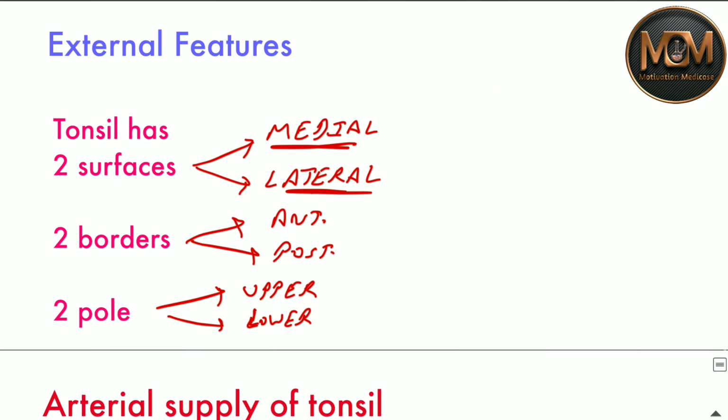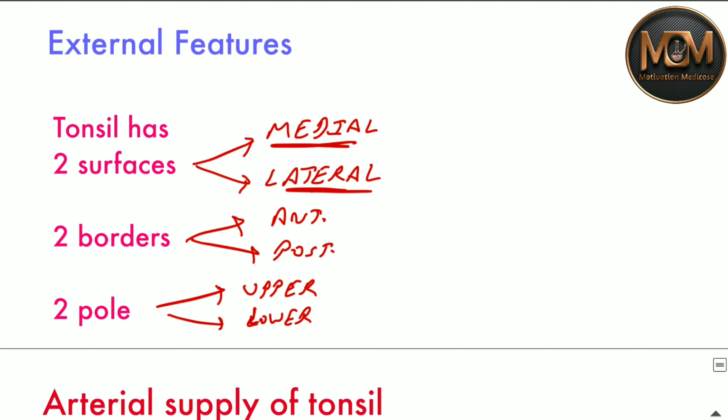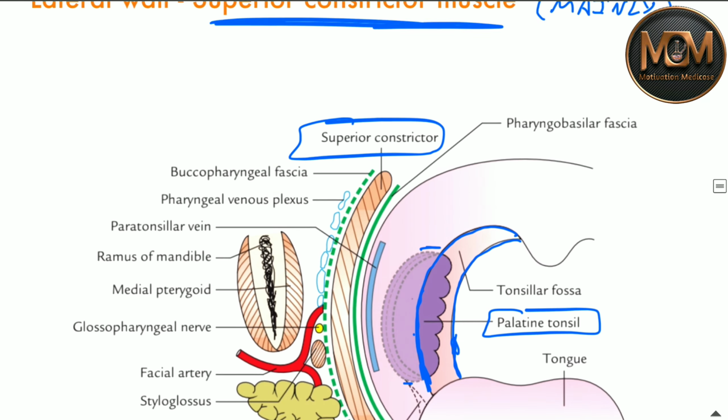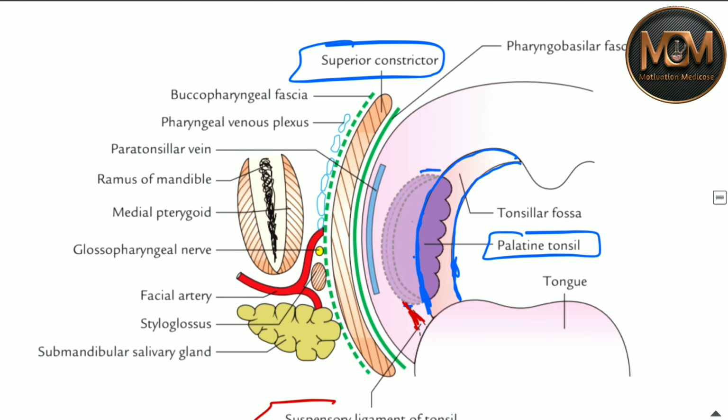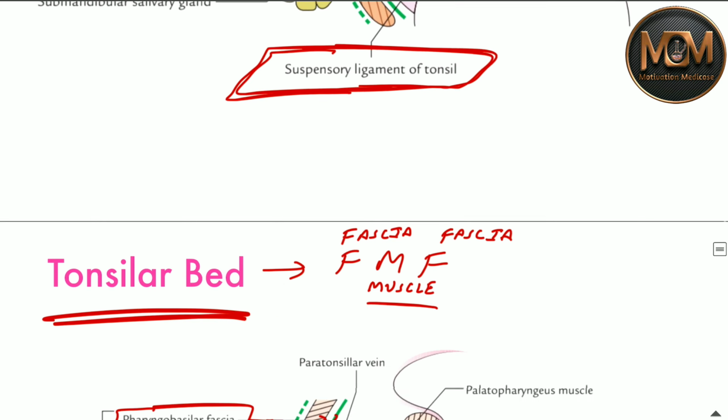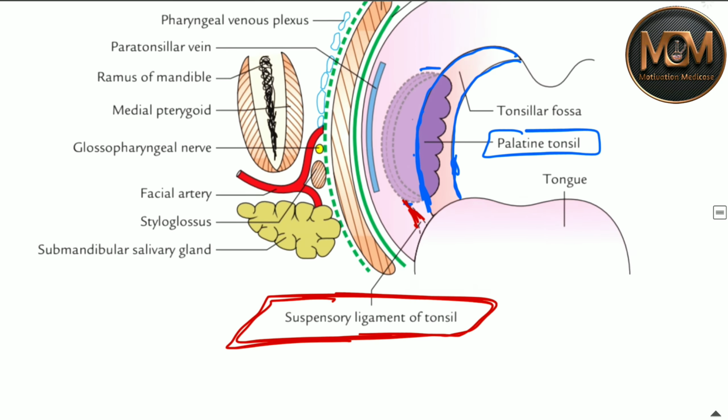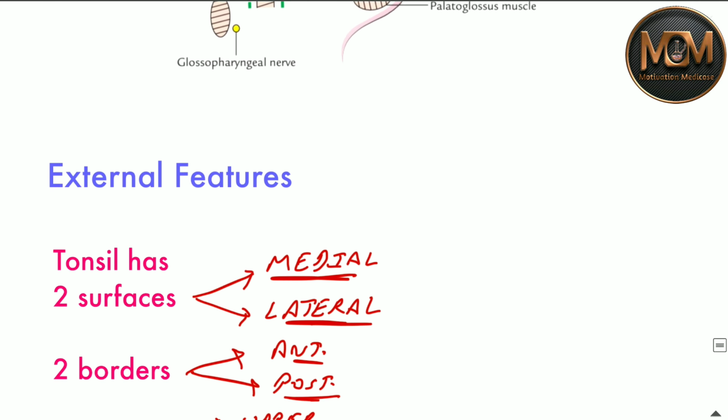And if we're talking about the borders, as I've already told you, anteriorly it is the palatoglossus arch, posteriorly the palatopharyngeus arch, and above there's the soft palate. In the lower pole, you can see one structure joining with the tongue. This is the suspensory ligament of the tonsil. So these are basically the external features of the tonsil.